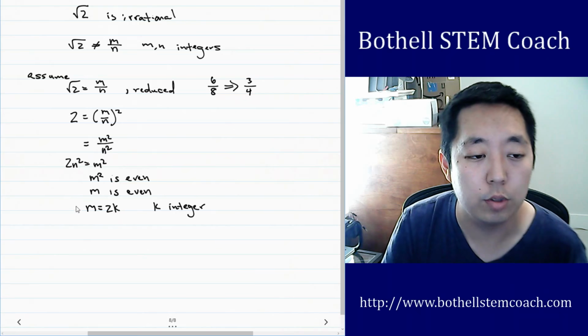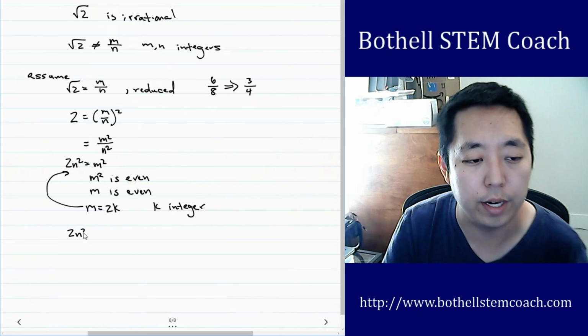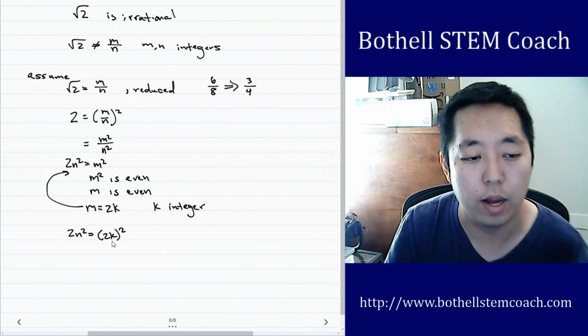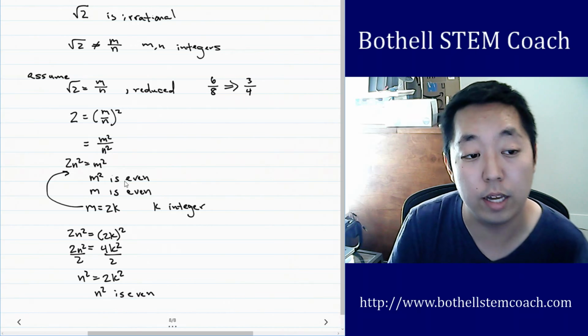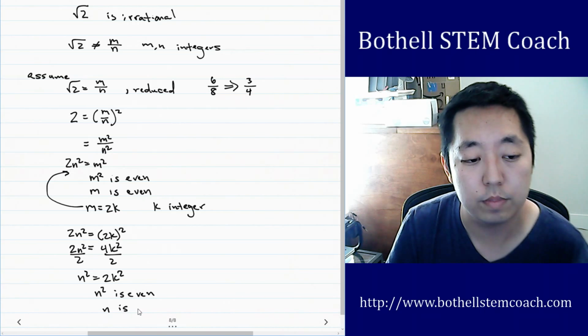Okay? So now the trick I'm going to do is put this back into this equation. So I get 2n squared, and instead of m squared, I'm going to say it's (2k) squared. Why? Because m is equal to 2k. This is equal to 4k squared. So I have 2n squared equals 4k squared. I can divide both sides by 2, and I'll get n squared is equal to 2k squared. Now what does this tell us? This says n squared is even. And by a similar line of logic as before, that means n is even.